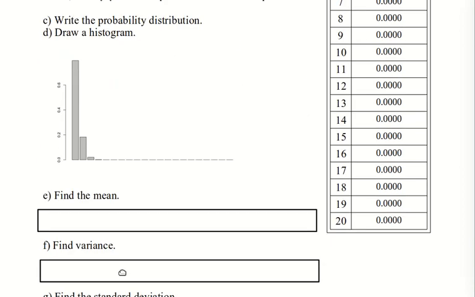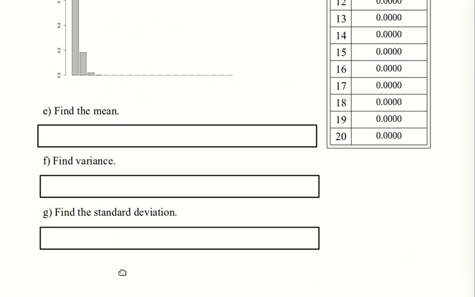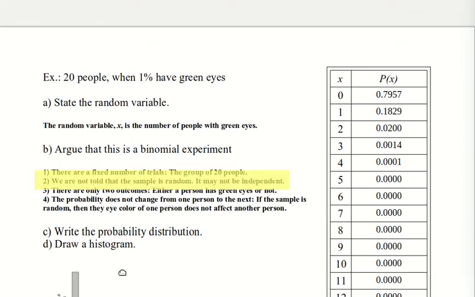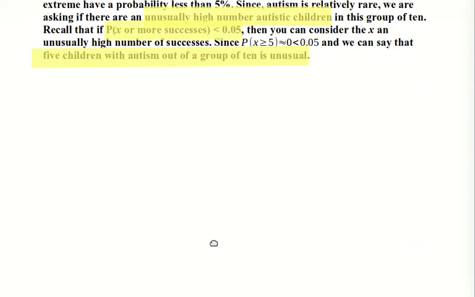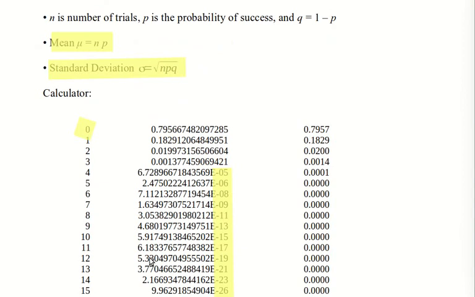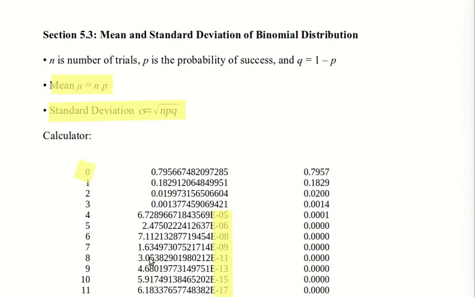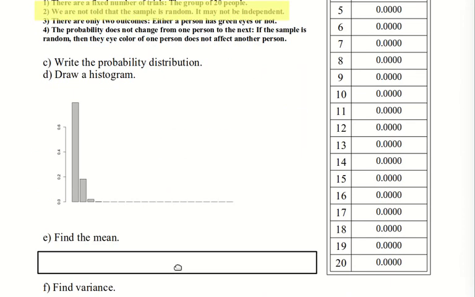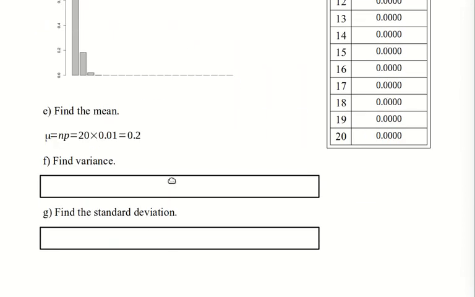Now the next question asks us to find the mean, the variance, and the standard deviation. This is a binomial distribution, which means that we can use our excellent new formulas for binomial distributions. N times P gives us the mean, N times P times Q inside the square root gives us the standard deviation. So for the mean, N is 20, P is 1%. 1% of 20 is 0.2. The mean number of people that we would expect to have green eyes is 0.2.